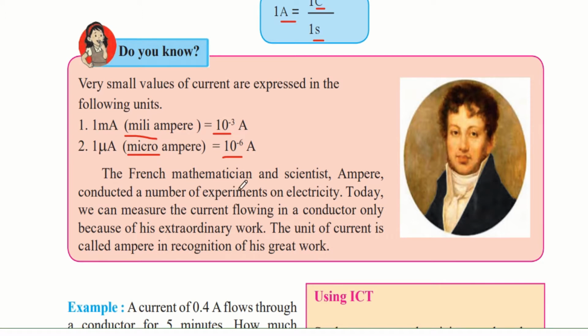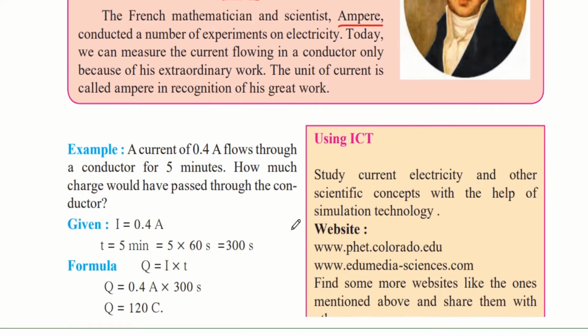The French mathematician and scientist Ampere conducted a number of experiments on electricity. Today, we can measure the current flowing in a conductor only because of his extraordinary work. Therefore, the unit of current is called ampere in recognition of his great work. So, Ampere was a scientist, and because of his contribution to science, they have named the unit of current as ampere, which was his name.